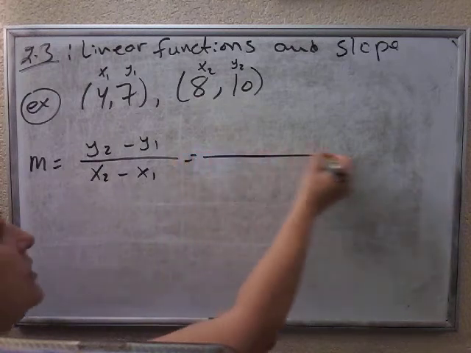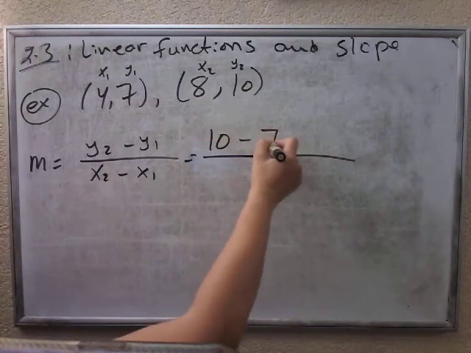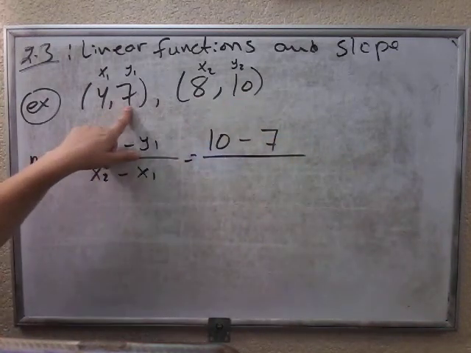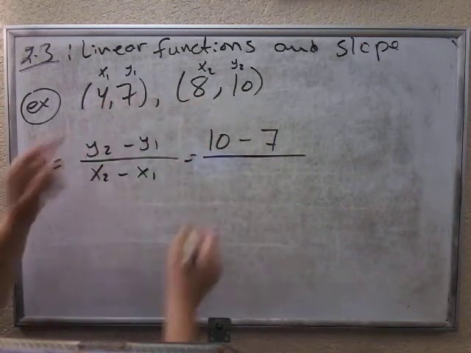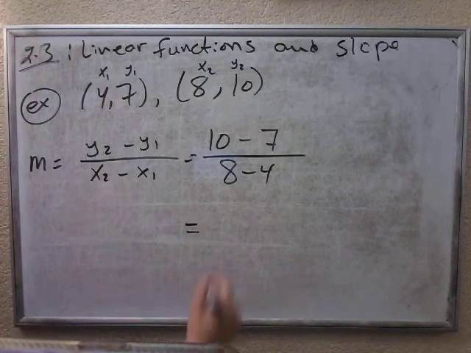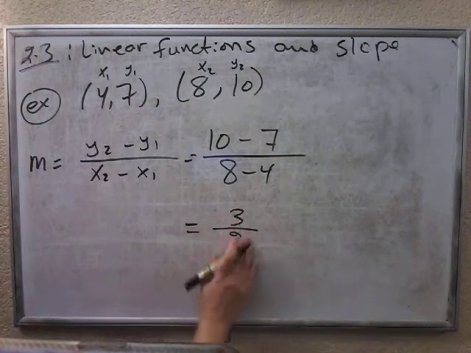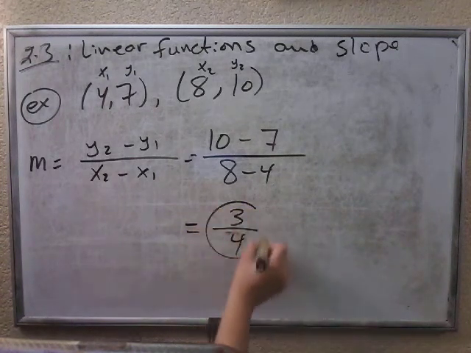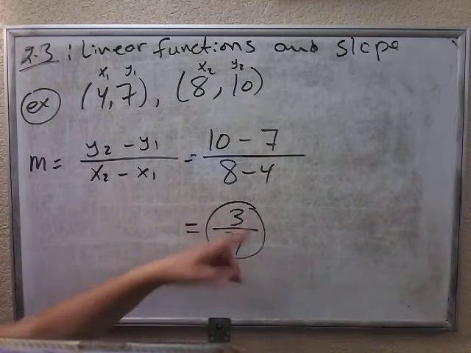I'm going to substitute here. So that's 10 minus 7, y2 minus y1, and 8 minus 4. And then simplify. That's just 3 over 4. That's your slope. What does it mean?